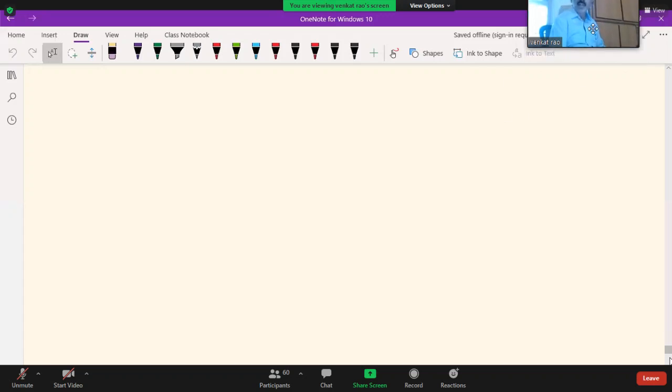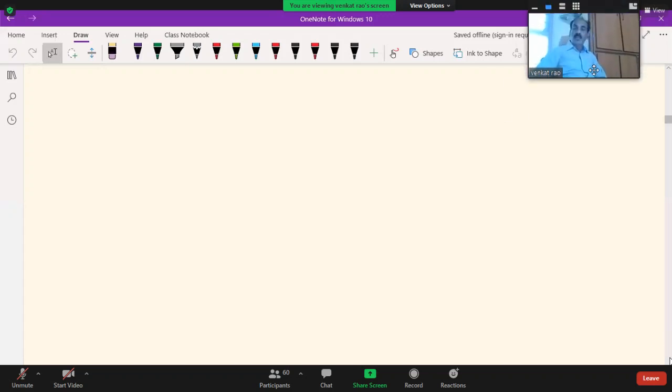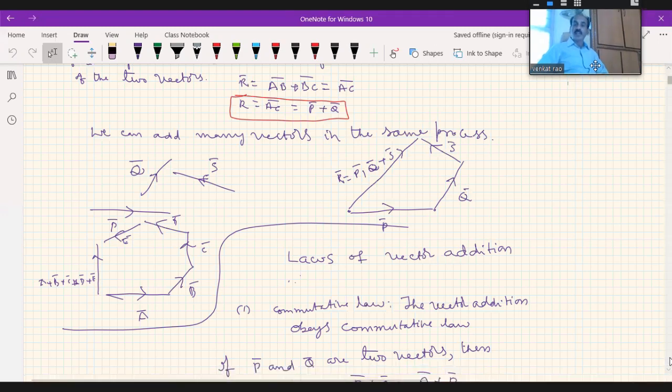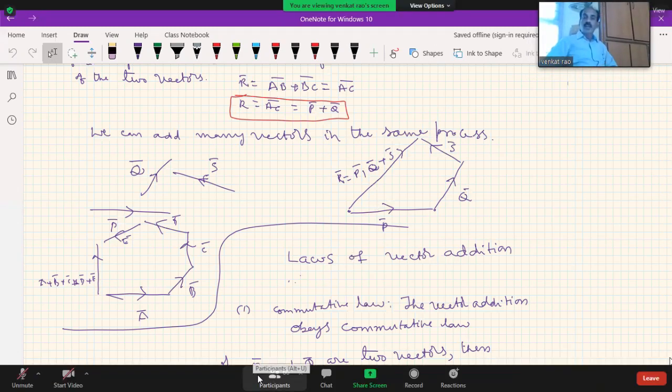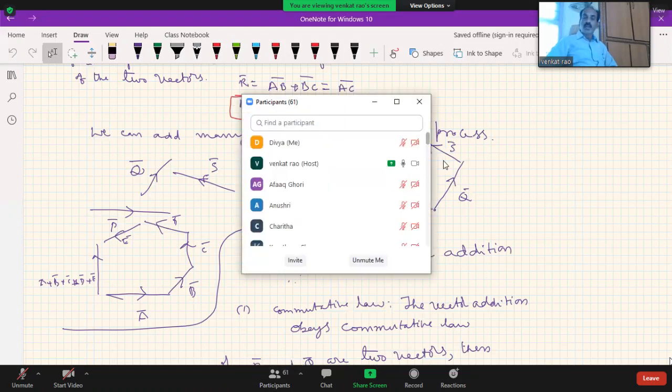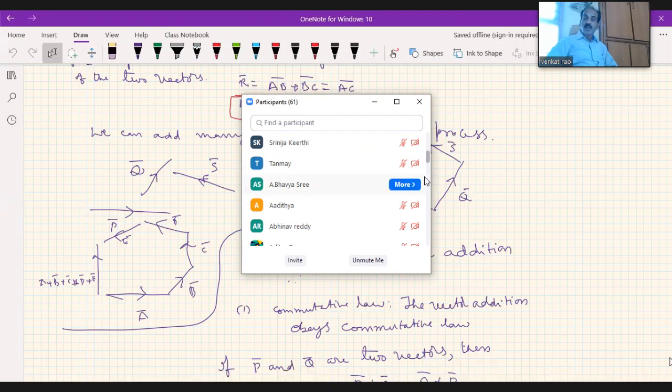Somebody asked me about the syllabus of the examination. That is up to vector resolution, including vector definitions, types of vectors, laws of vector addition, subtraction, laws of vector subtraction, and then resolution of vectors without parallelogram law, triangle law.